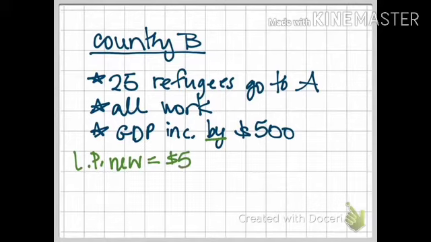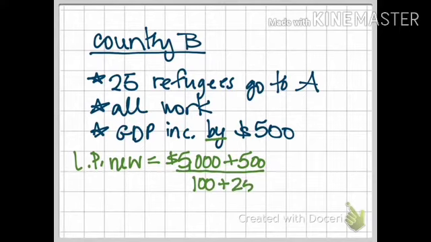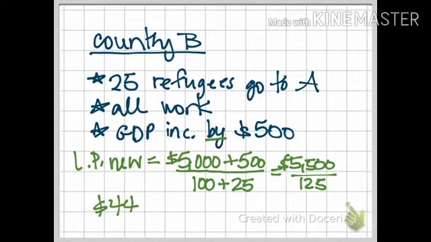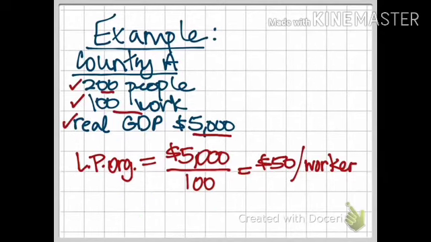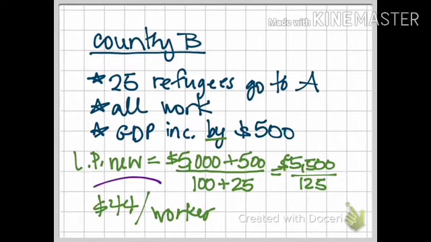So we calculate our new labor productivity. Remember from the previous slide, originally we had GDP of 5,000. We are adding to that another 500. We had 100 workers, and we're adding 25 new workers. So now we have $5,500 divided by 125 workers. If you do the math, our new labor productivity is $44 per worker. Originally our labor productivity was $50 per worker. It is now only $44 per worker.